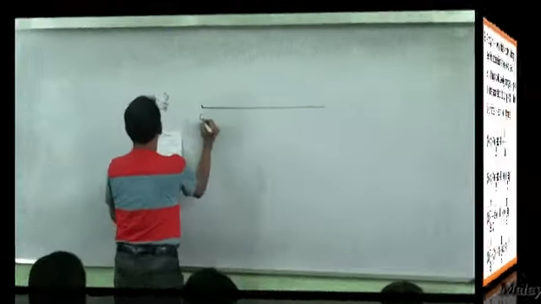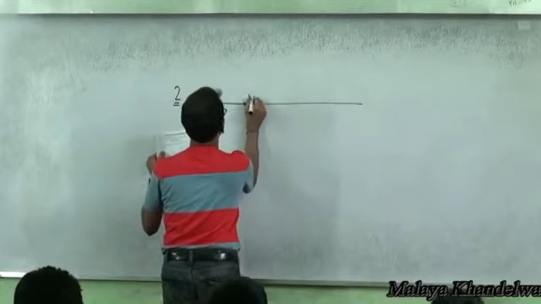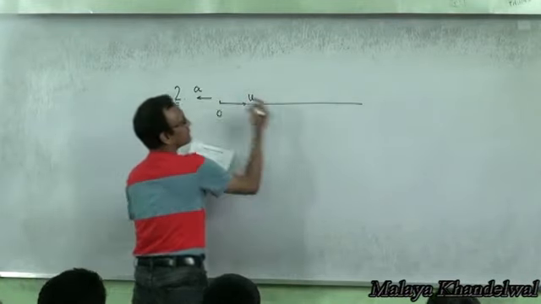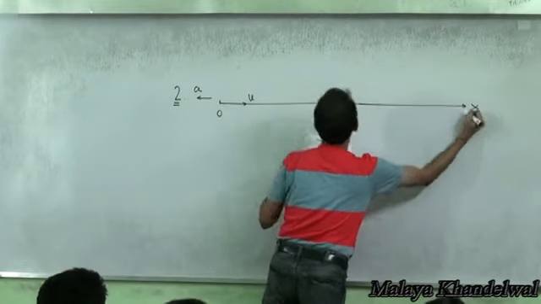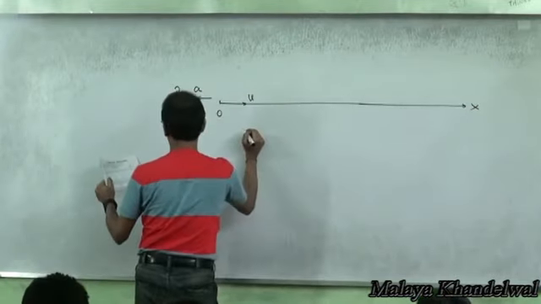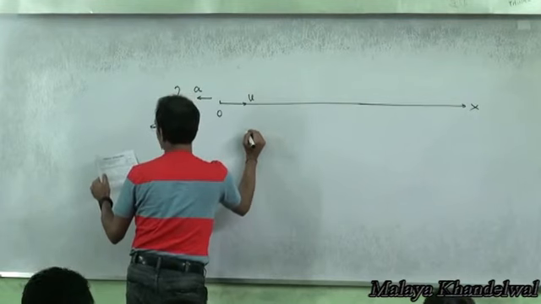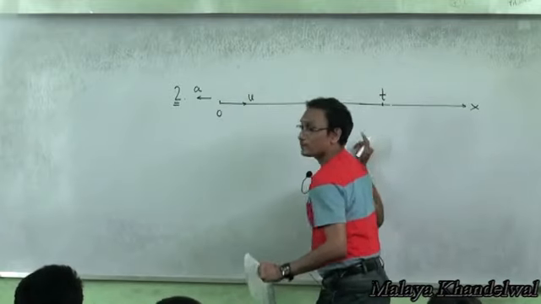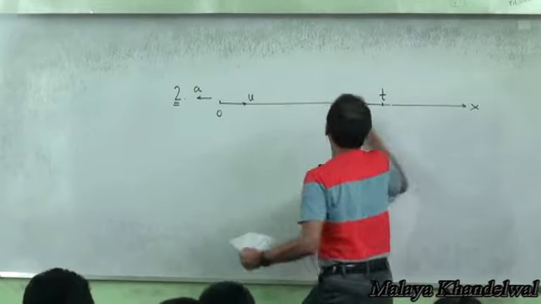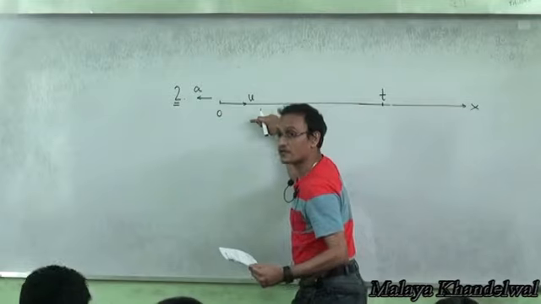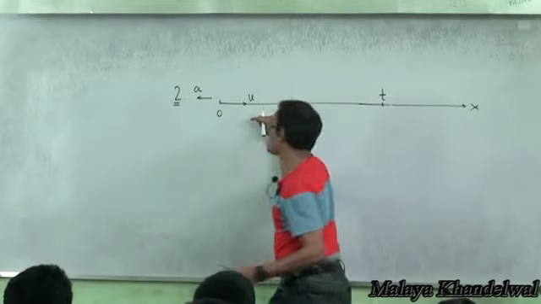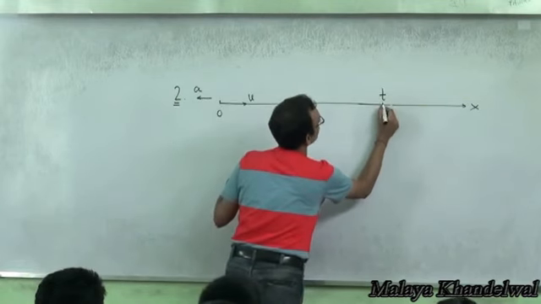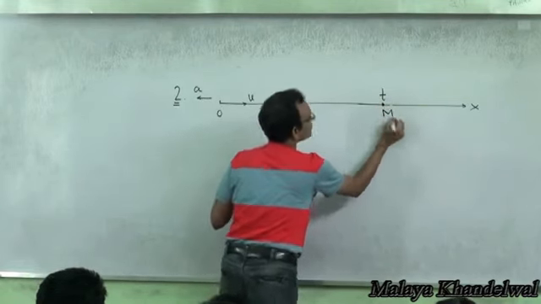Alright, a particle starts from O with an initial velocity u, having an acceleration in the negative x direction. This is the plus x direction, and that's the negative x direction with an acceleration a. If t is the time at which its velocity becomes 0, then under the influence of a leftward acceleration, the direction of motion changes, right? So now, in time t, let's say it reaches a point M.